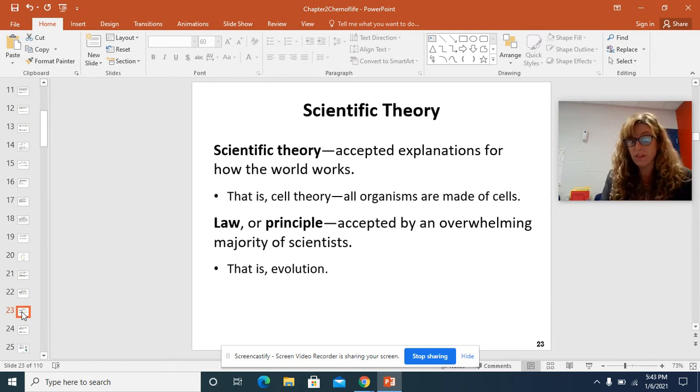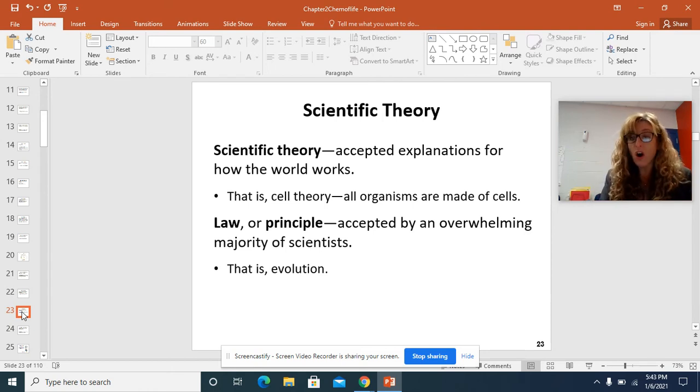Now, a scientific theory is an accepted explanation for how the world works. The cell theory is that all organisms are made of cells, and that is accepted in the scientific community until we have an organism that isn't made of cells. But at this point, all of our organisms, all living things, are made of cells.